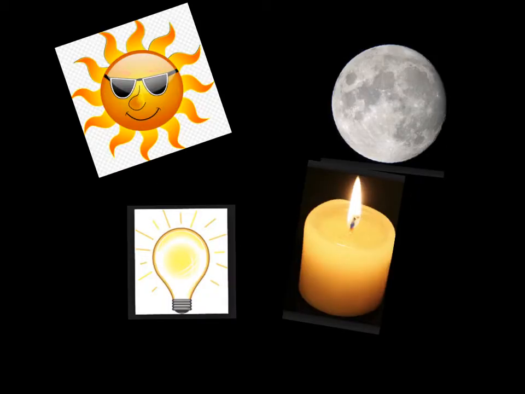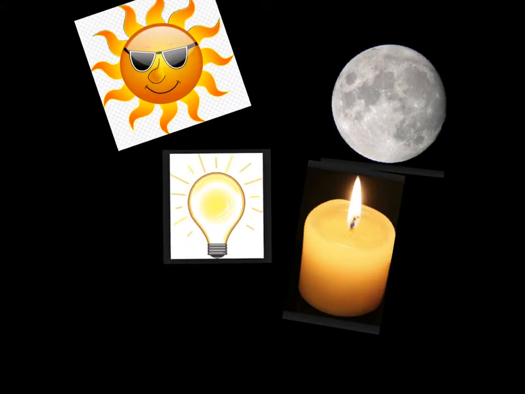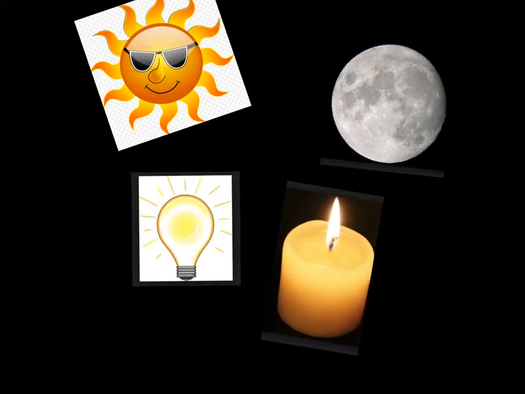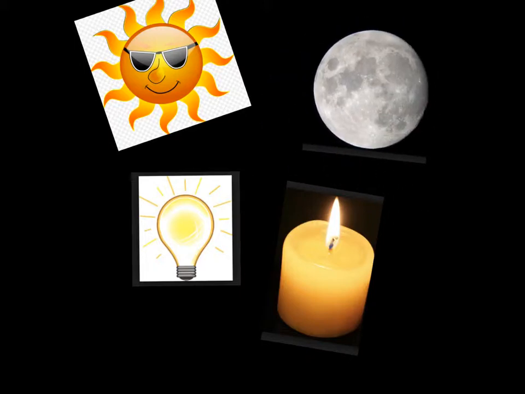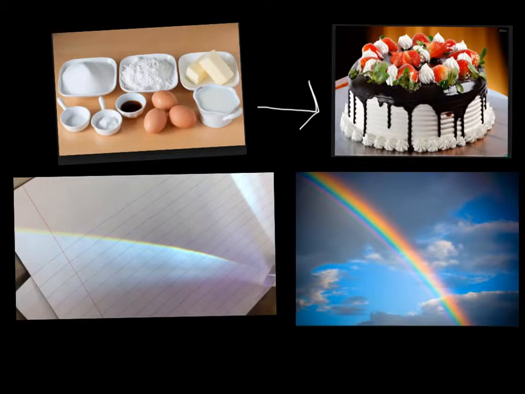We receive white light from natural and man-made sources, such as the sun, a light bulb, and a candle, which are all sources of direct light, and the moon, which is a source of indirect light. White light contains all the other colors we see.